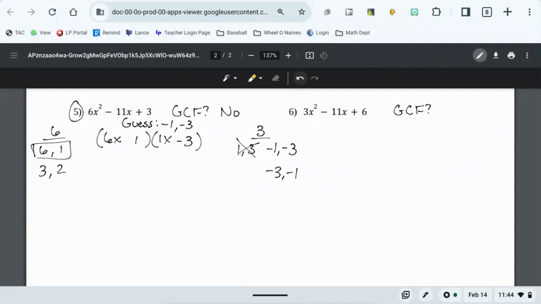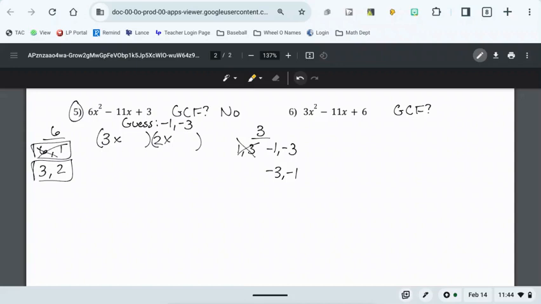So if neither of our options worked with factors of 6 and 1, it doesn't mean it's prime yet. We need to go ahead and go back and check our factors 3 and 2. All right, so let's give it another go. Let's guess -1, -3.